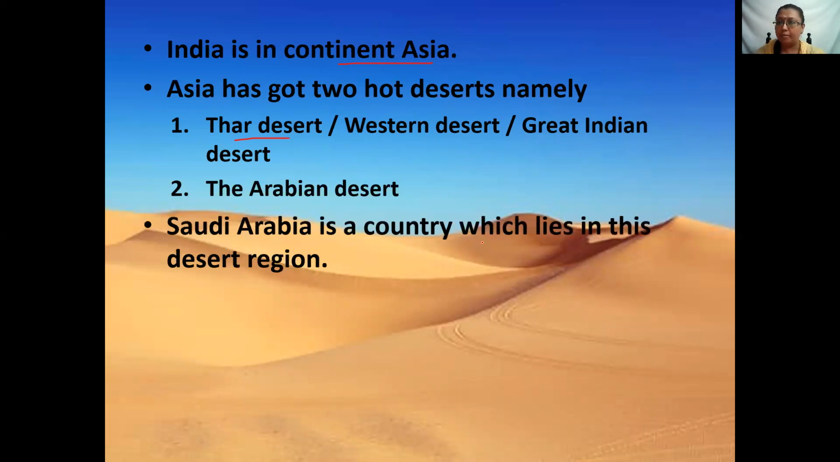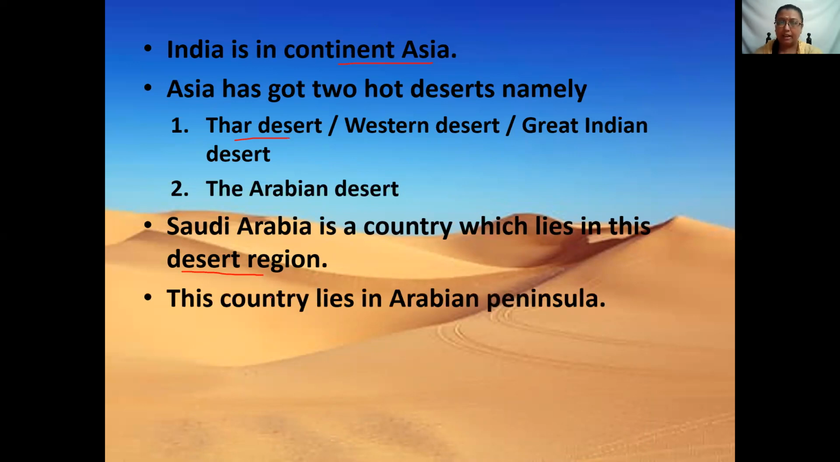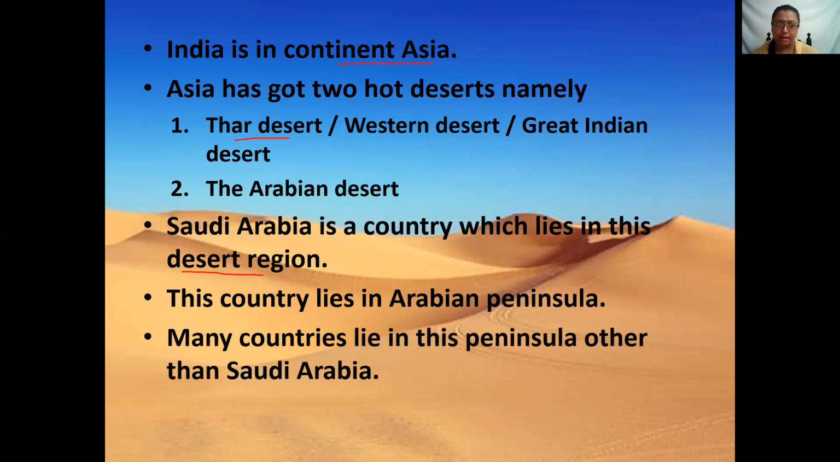Next, Saudi Arabia is a country which lies in the desert region. Yes, and this country lies in the Arabian Peninsula. I showed you in the map, right? This country is situated in a peninsular area, which is called the Arabian Peninsula. Many countries lie in this peninsula other than Saudi Arabia. Yes, on the bottom, we saw two countries, right? Yemen and Oman. So they are also situated in this peninsular area.